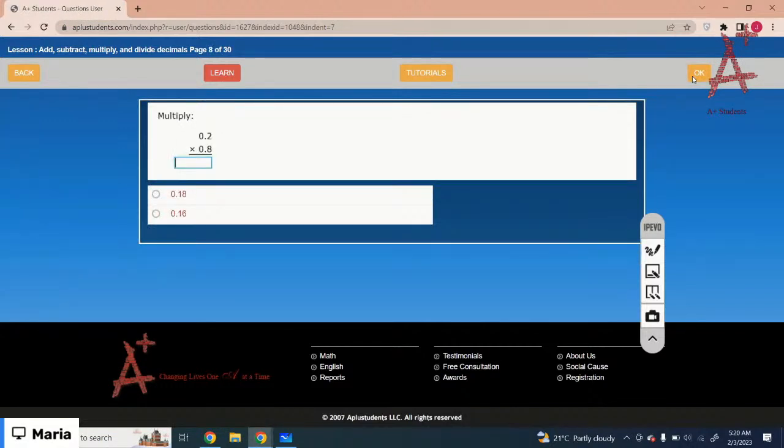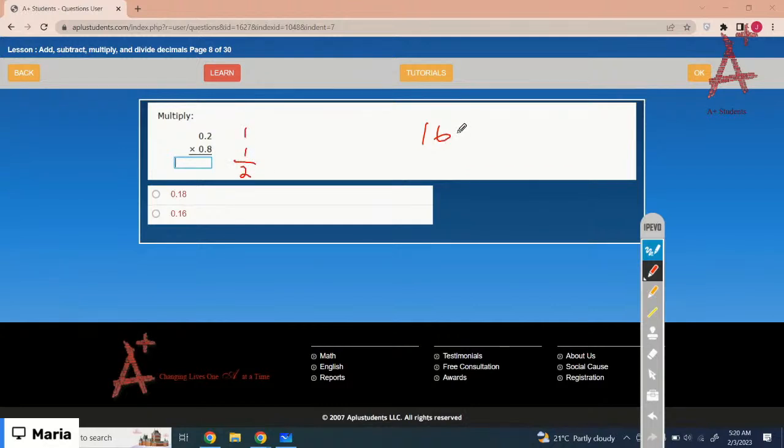Next one is 0.2 times 0.8. So which is the correct option? Multiply like whole numbers. So 8 times 2 is 16. So both the factors have one decimal place. That means the answer must have two decimal places. Got it? So you have to move the decimal point two places left. It would be then 0.16. Very good. So the correct option is 0.16. Got it?